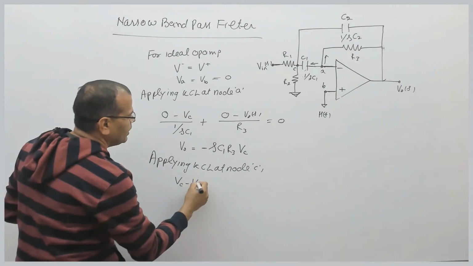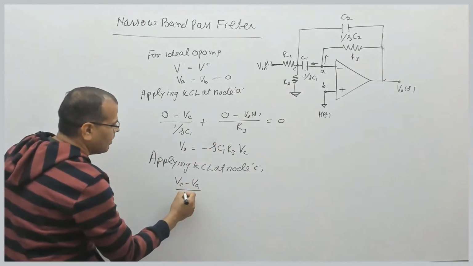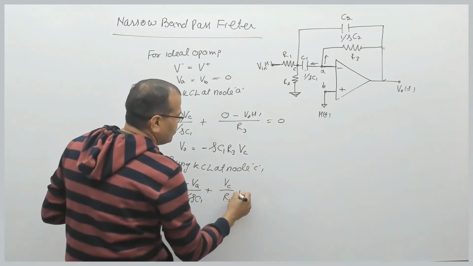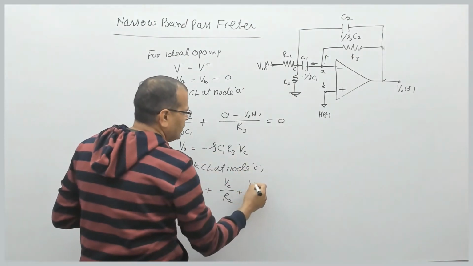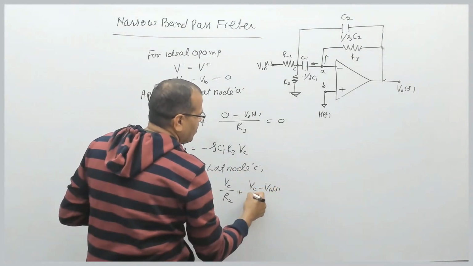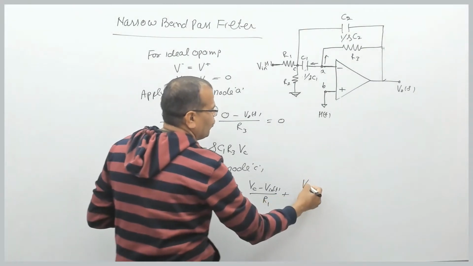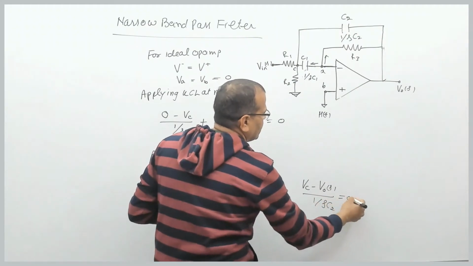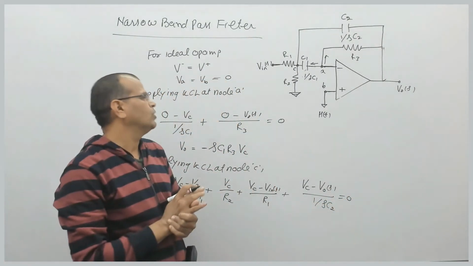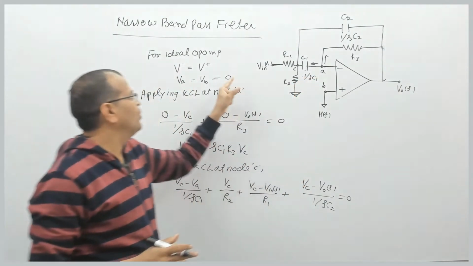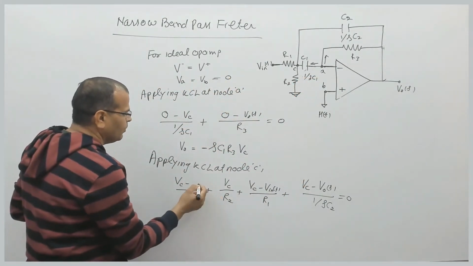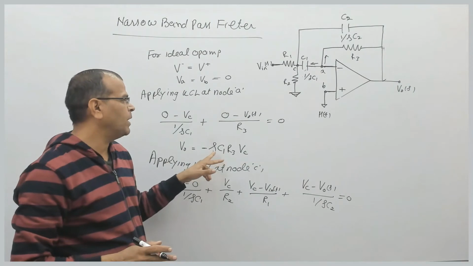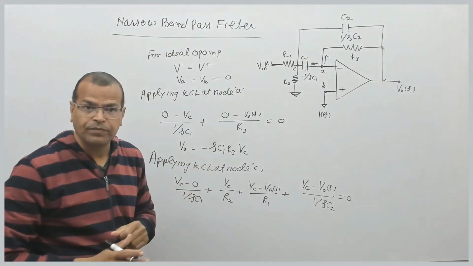VC minus VA by what? 1 by SC1 plus VC by R2 plus VC minus Vin divided by R1 plus VC minus V0 divided by 1 by SC2, that is equal to 0, right? So in this case, what is VA? We know that is 0. So can I replace VA by 0? That's 0, right? What is V0? That is minus SC1 R3 VC, right?